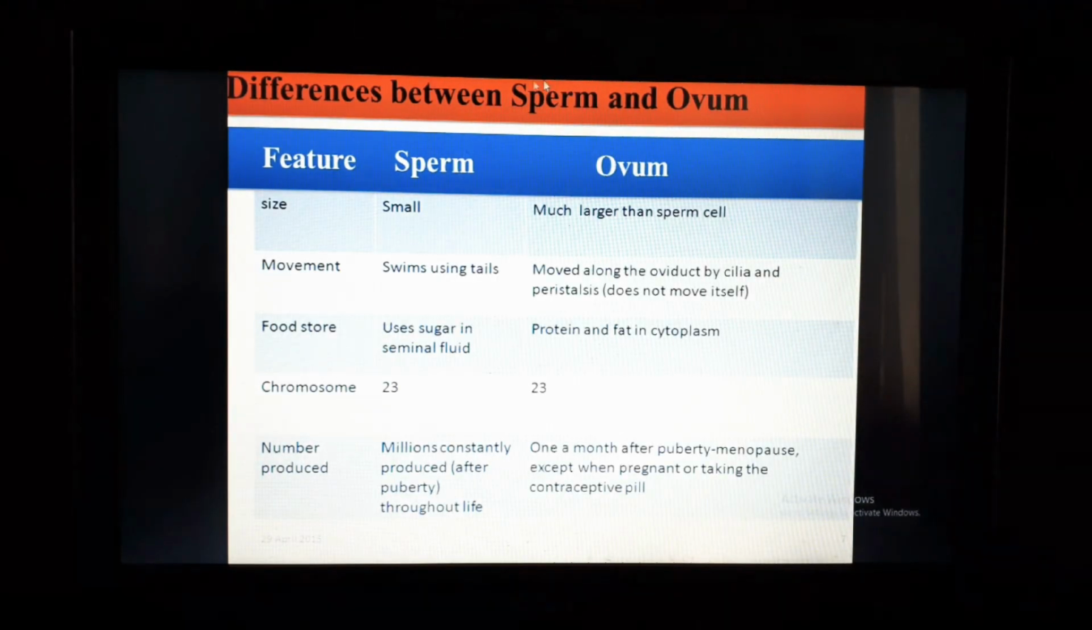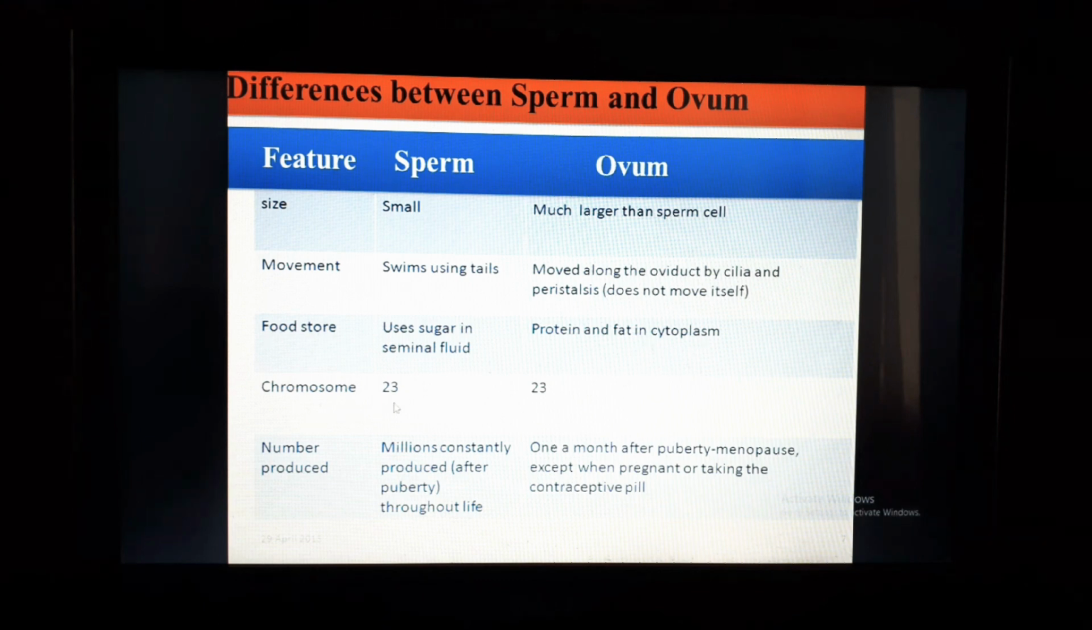Then we can find out the differences between sperm and ovum. First of all, size. Sperm is small in size, ovum is much larger than sperm cell. Movement: sperm can swim using tails. Ovum is moved along the oviduct by cilia and peristalsis. Food store: sperm uses sugar in seminal fluid, and ovum uses protein and fat in cytoplasm.